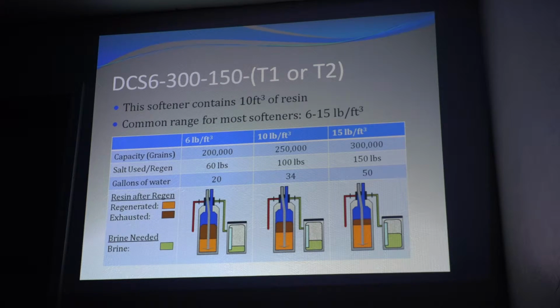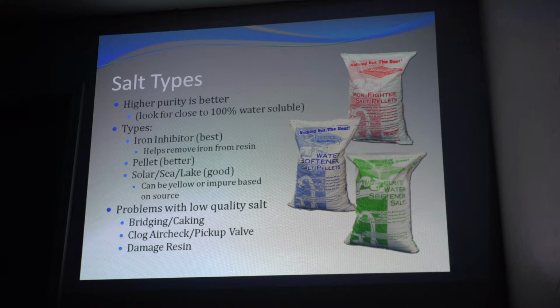Here we go. This is a model number DCS6-300-150. It could either be a single tank or a twin tank. This softener contains 10 cubic feet of resin in the pressure vessel. Anyways, the common range for most softeners, again, is 6 to 15 pounds per cubic foot.